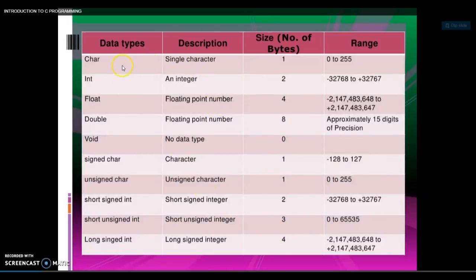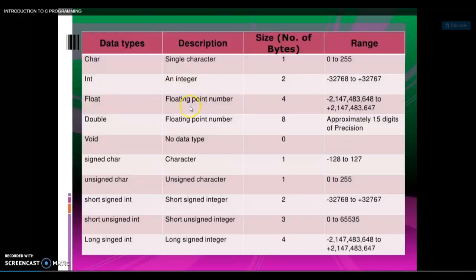These are the list of data types. Characters, सिंगल कैरेक्टर्स के लिए यूज करते हैं. 1 बाइट स्पेस लेता है मेमोरी में, इसकी रेंज होती है 0 to 255. इंटीजर डेटा टाइप, इंटीजर आइटम्स नंबर्स स्टोर करने के लिए यूज करते हैं. 2 बाइट स्पेस लेता है, इसकी रेंज होती है -32768 to positive 32767.